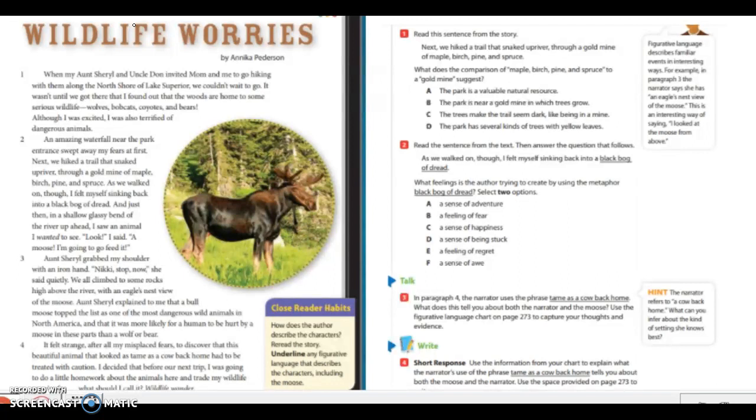Question number 2. Read the sentence from the text, then answer the question that follows. As we walked on, though, I felt myself sinking back into a black bog of dread. What feeling is the author trying to create by using the metaphor black bog of dread? Select 2 options. Go ahead now and read question 3 with your shoulder partner. You are going to read at a level 1. Go.